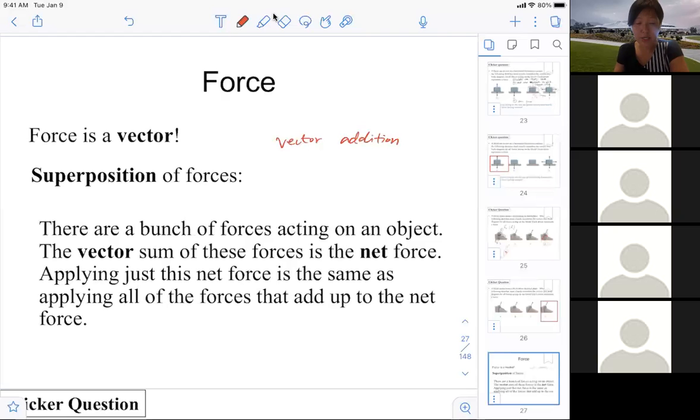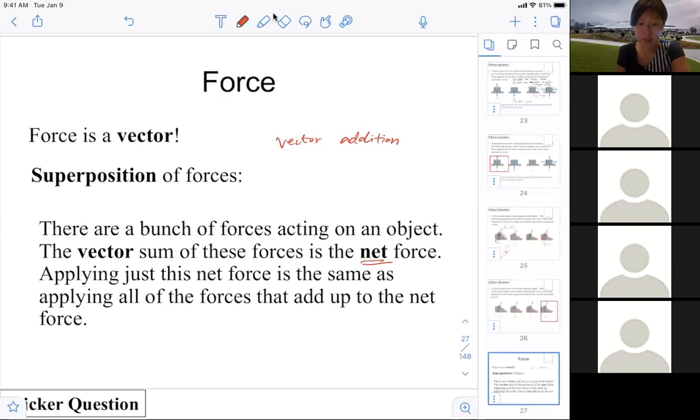So if you have an object with a bunch of forces acting on the same object, then you need to look at overall, what is the total force? What is the net force? And then you can figure out the motion of the object accordingly. Applying this one net force is the same effect as if you have all the other forces.